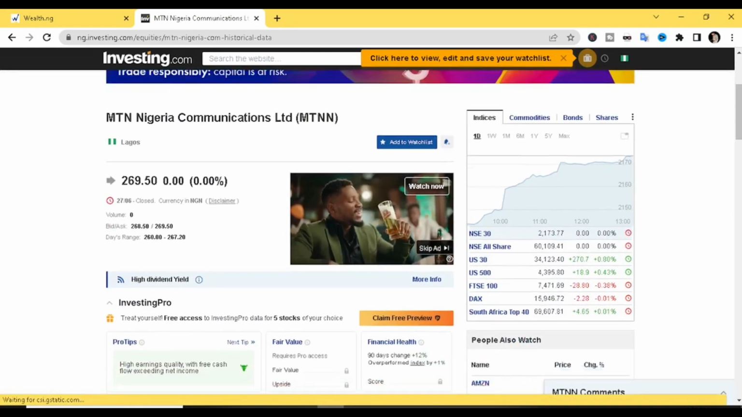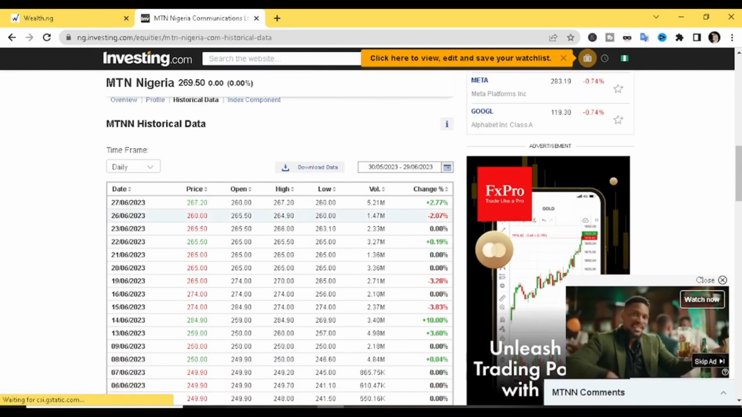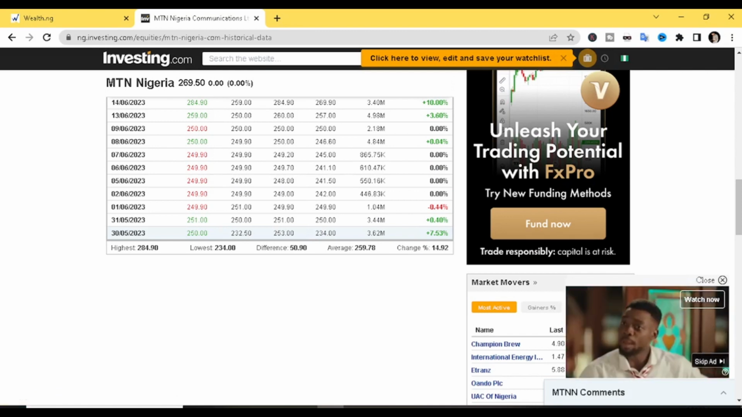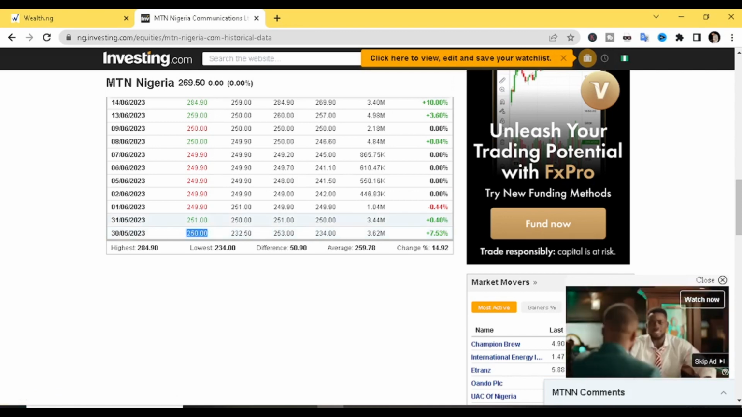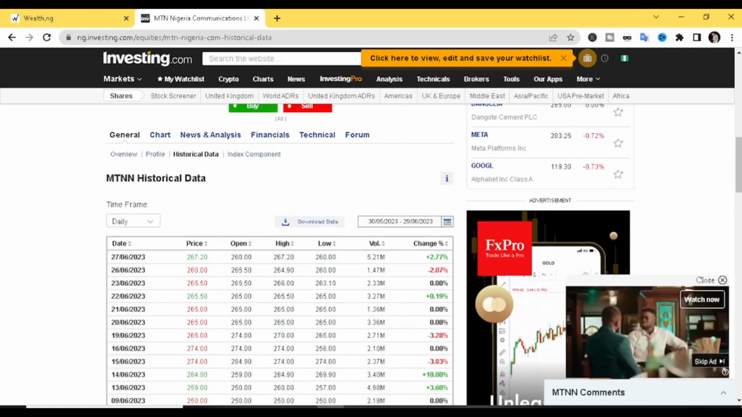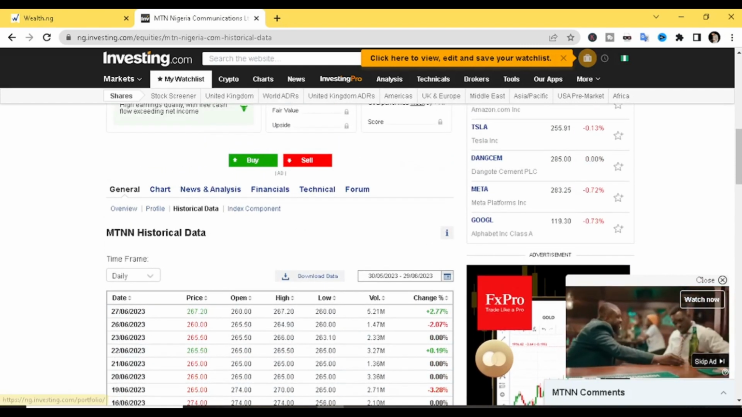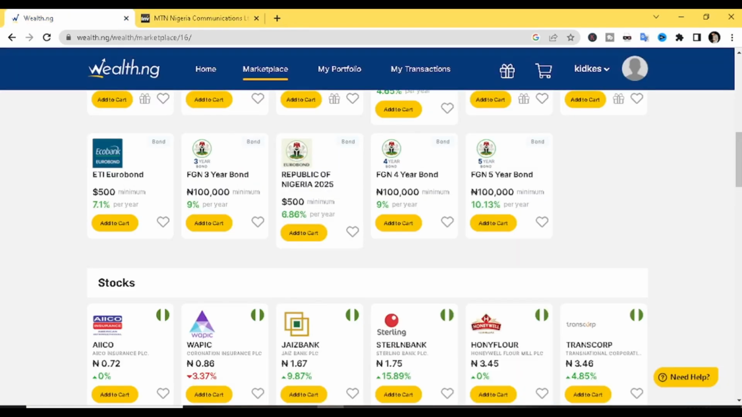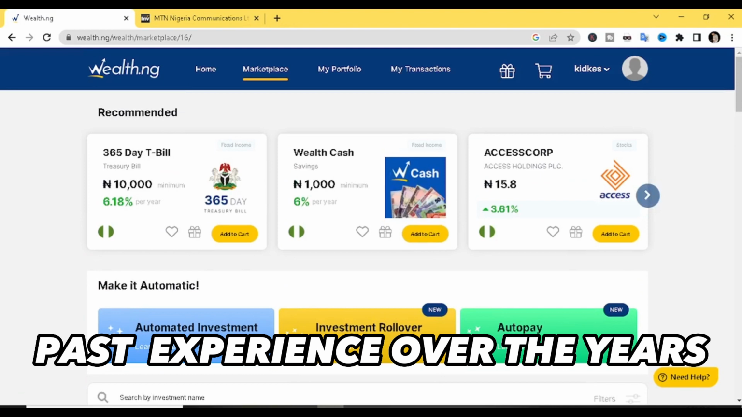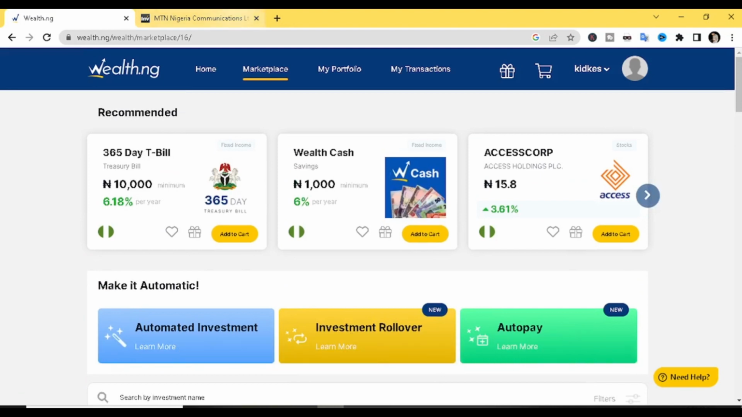So you just want to take a look at this particular company. As you can see over here, this is right from 30th of May 2023. You can see it was at 250 and then it started dropping and then it came back up. So you can see the activity of each company through this particular site. But majorly, like I said right from the beginning, what I do personally is look at the historical activities of that company and the name, how popular that company is, and the number of people I know are making use of that company.